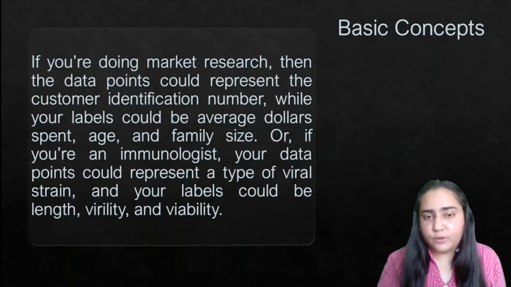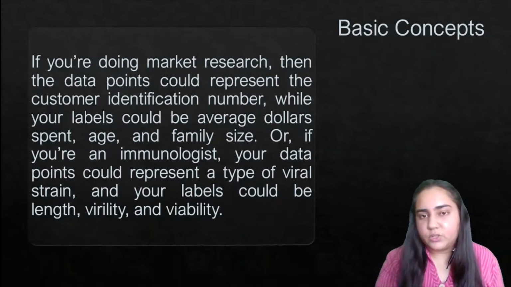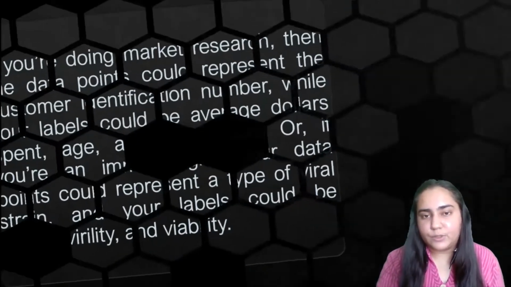And if you are an immunologist, your data points could represent a type of virus strain, and your labels could be length, virility, and viability. So once again, all these things are just examples of what labels should look like.